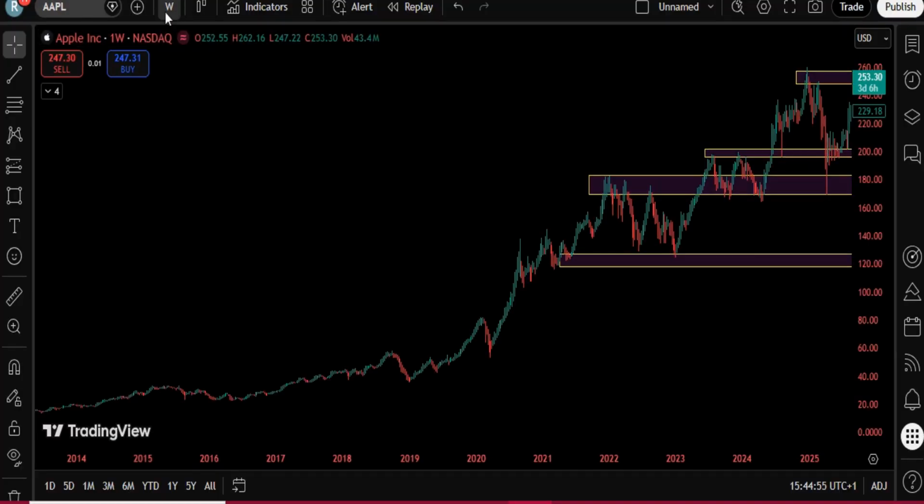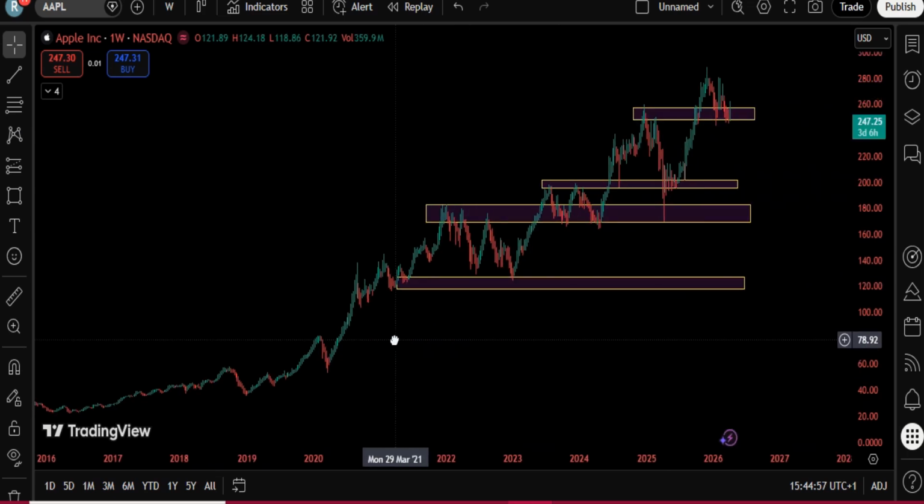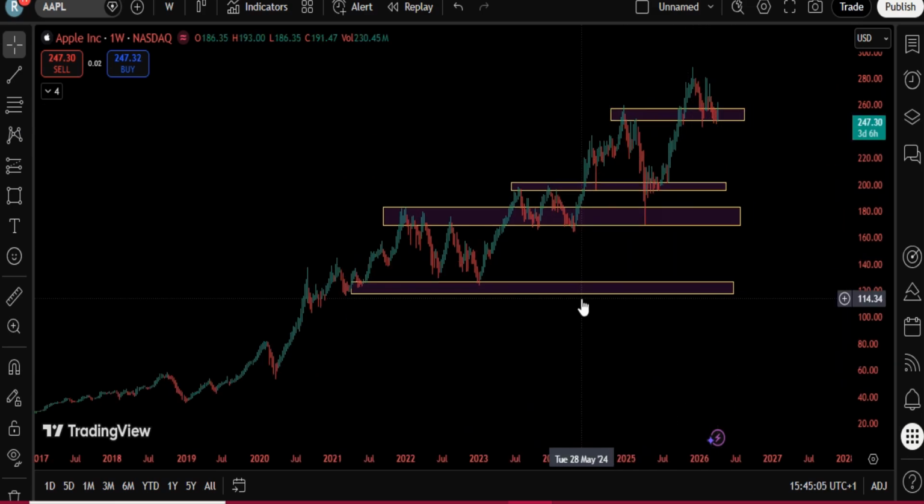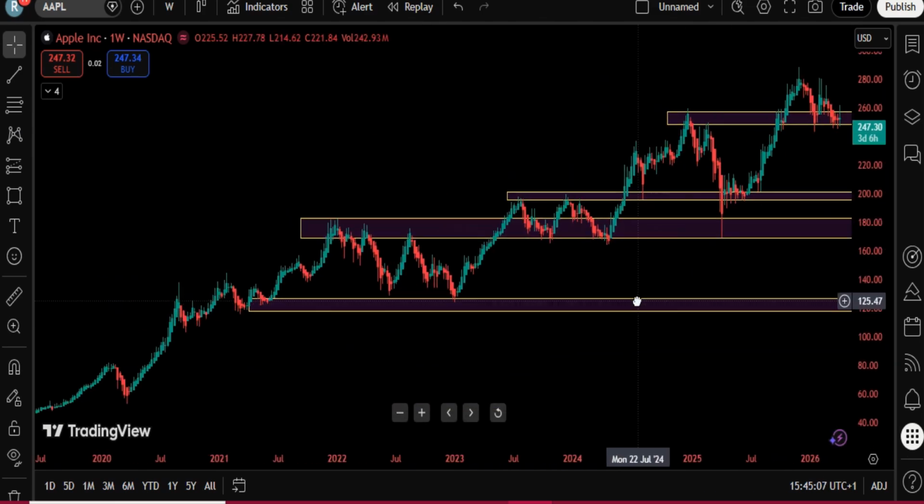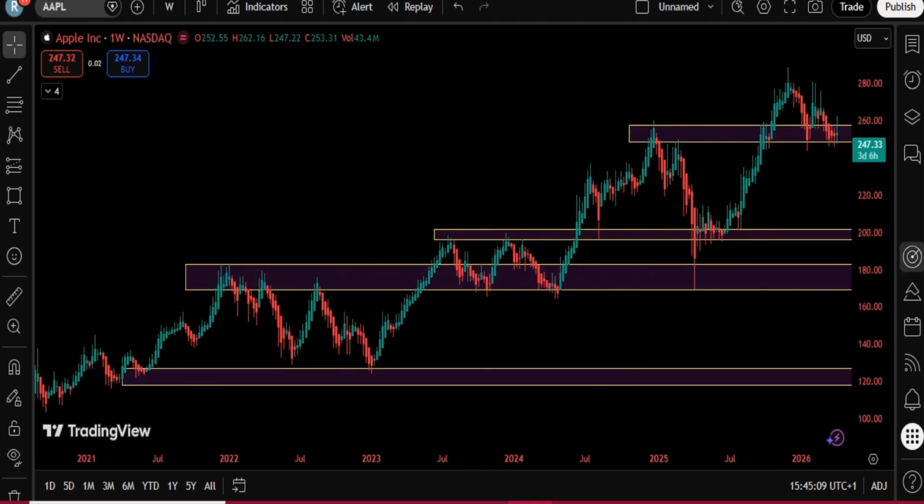Here we have Apple stock on the daily time frame, and you can clearly see it's in an uptrend. Price is making higher highs and higher lows. And notice this: fast movements, big candles, strong momentum, right? Now here's where it gets interesting.